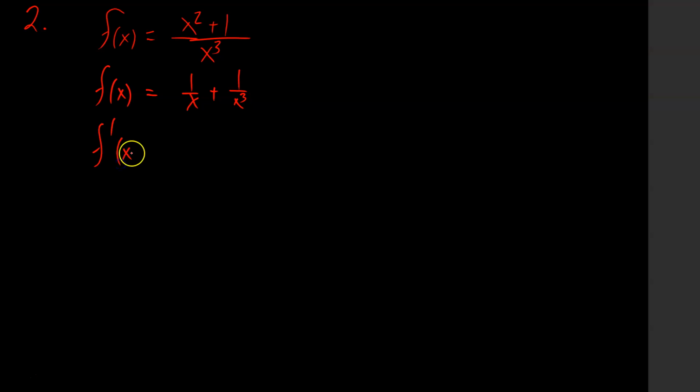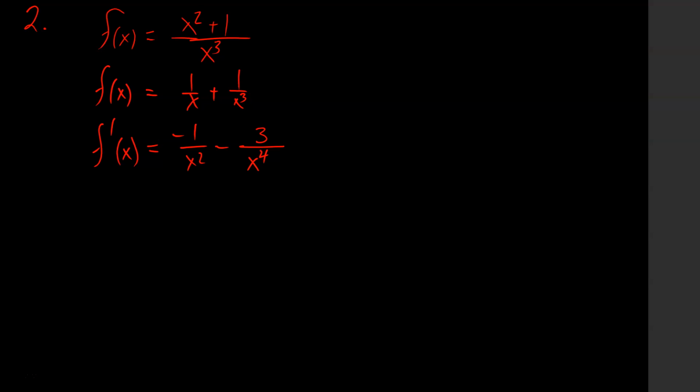All right, number 2, maybe I should start numbering these. We're given f of x is x squared plus 1 over x cubed. This should make you happy. I'm probably going to do this a different way. Instead of the quotient rule, I'm just going to write f of x is 1 over x plus 1 over x cubed, which means f prime of x, I can just use the power rule, negative 1 over x squared minus 3 over x to the 4th.